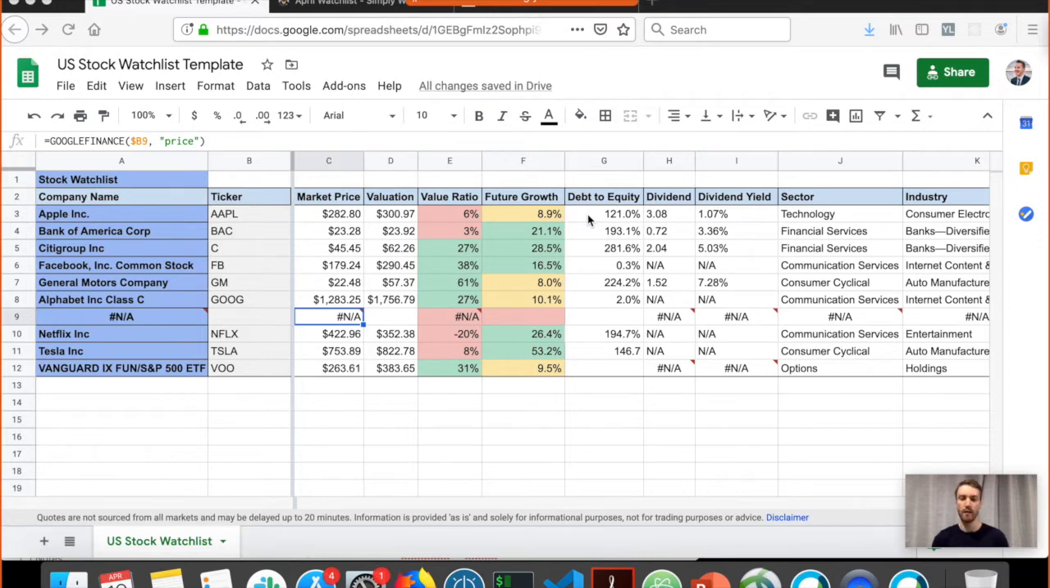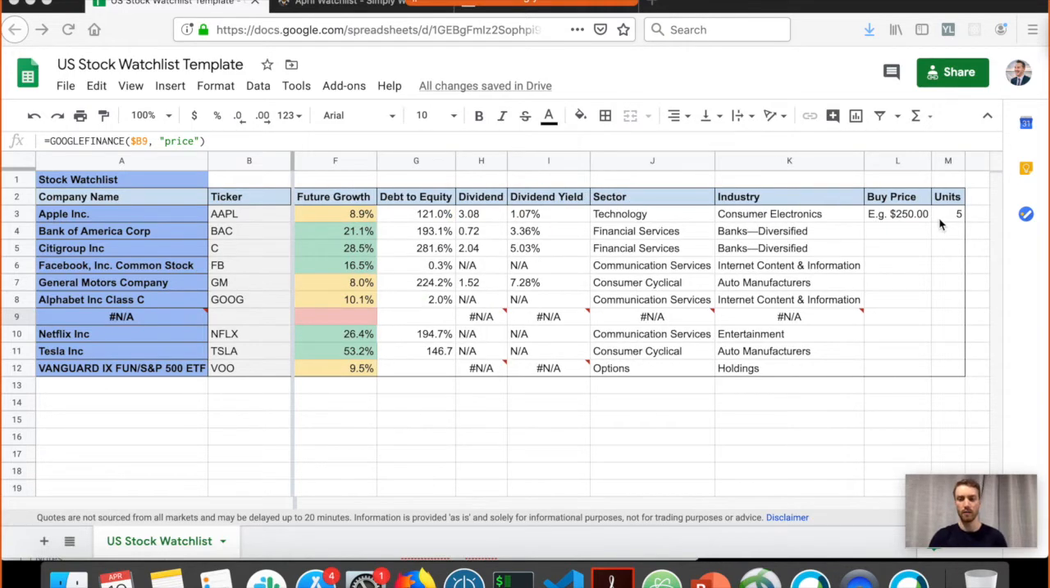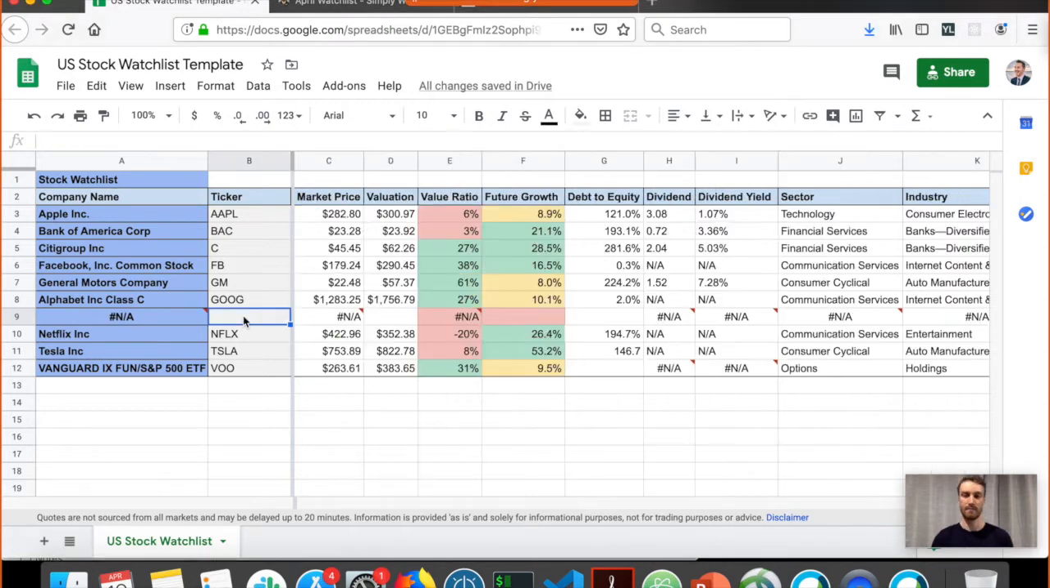Do they have a large amount of assets and liabilities? And both in the short term and the long term. Then we're going to look at what is the dividend that they pay out per annum. And then the dividend yield based on the market price. What's the return per year? What sector are they in? And then what industry? And then finally, we can have a column for the target buy price and the number of units we wish to attain.